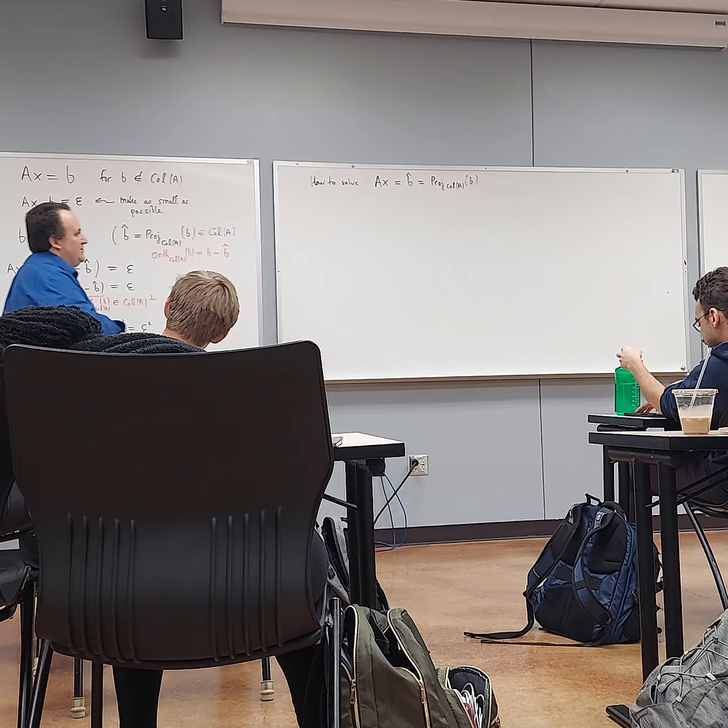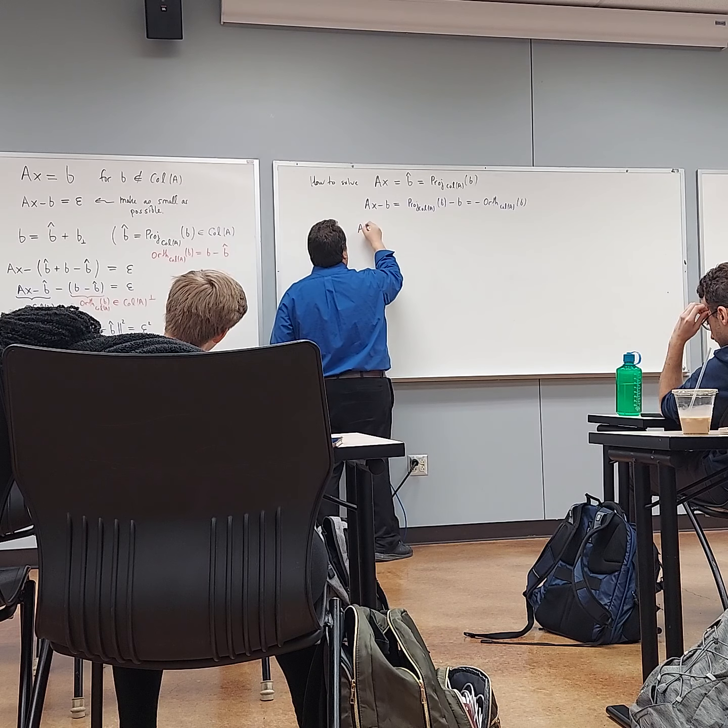What happens if we do AX minus B is equal to the projection on the column space of A of B minus B? So this is minus the perp of the column space of A acting on B. Then, given that, if we multiply by the transpose on both sides, what do we get?